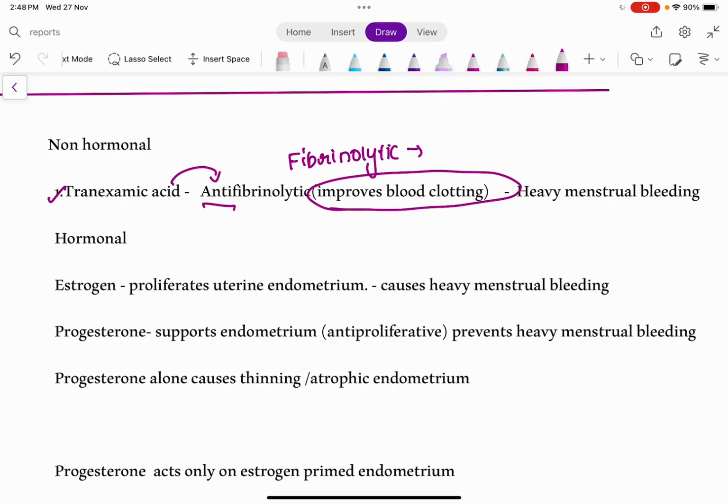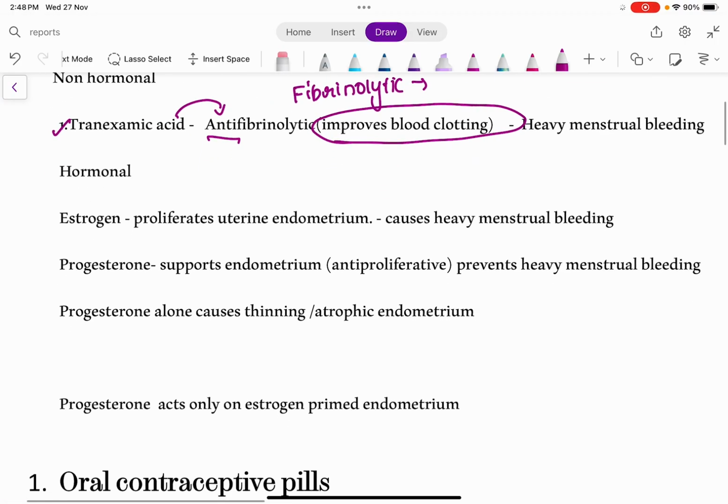So in order to prevent heavy bleeding, you're going to give tranexamic acid. It improves the blood clotting and prevents heavy menstrual bleeding in that patient. It can be administered to any patient with complaints of heavy menstrual bleeding, in order to stop the bleeding. So this is a non-hormonal approach. Now we are getting into the hormonal approach.